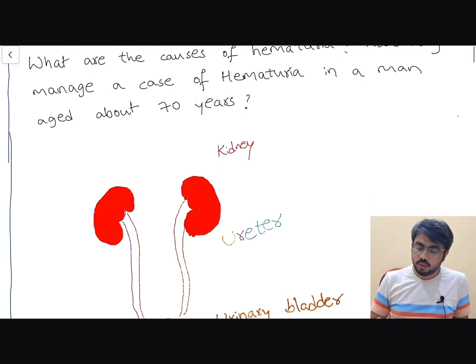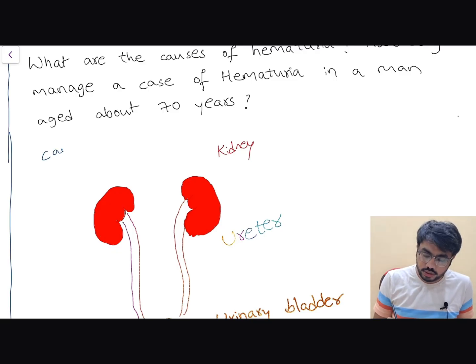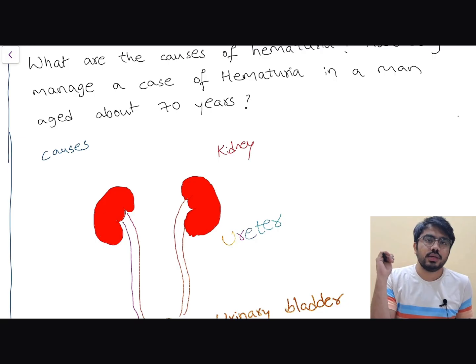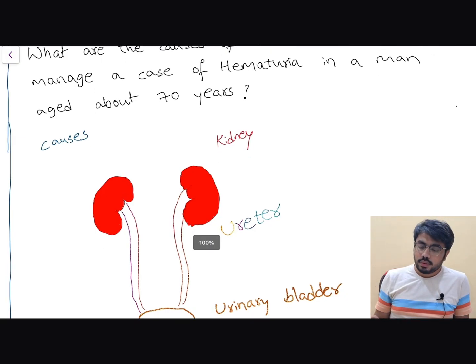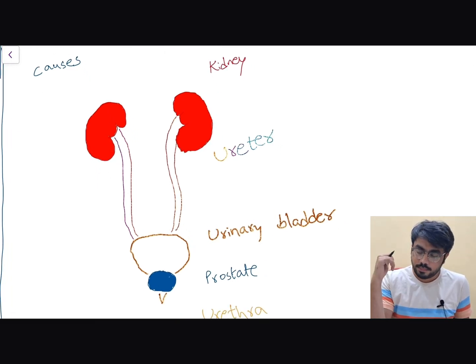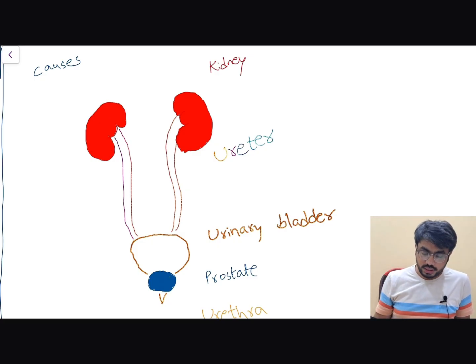First we are going to enlist the causes of hematuria. I want to address the causes of hematuria in a simple diagram so that it will be easy for you to remember. Now, the cause may be in the entire urinary tract. The cause can be anywhere. Maybe in the kidney, maybe in the ureter, maybe in the bladder, maybe in the prostate, maybe in the urethra also. So we will look into various causes.